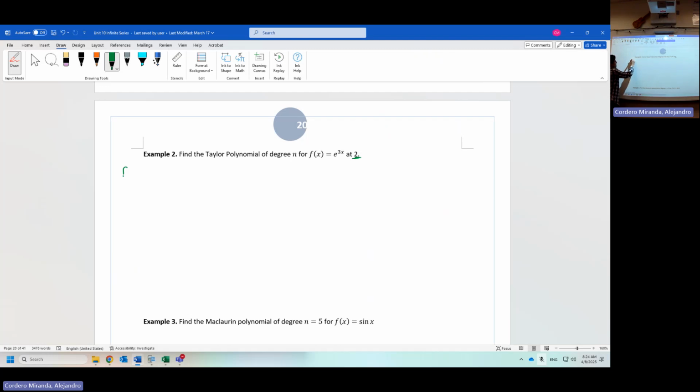Here's some side work. I'm trying to match the function value at 2. That would be e to the 3 times 2, so e to the 6, whatever that is. Okay, I'm trying to match the first derivative at 2, so f prime of 2 would be, you tell me actually.